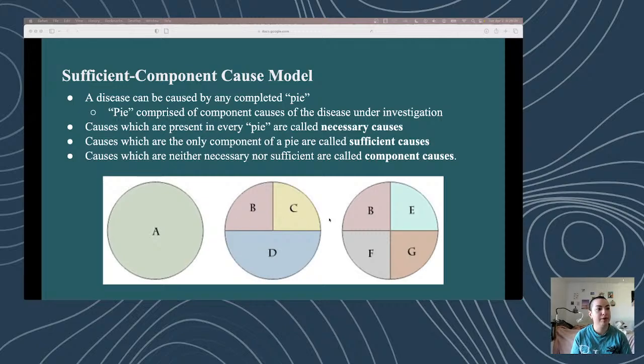You'd think that maybe B is a necessary cause, but actually it's not, because it's not in this pie, right? So it's not present in every single case. So here, there are no necessary causes, and A is a sufficient cause. And then causes which are neither necessary nor sufficient are called component causes. Every single other one of these is a component cause. Technically, A is a component cause too.